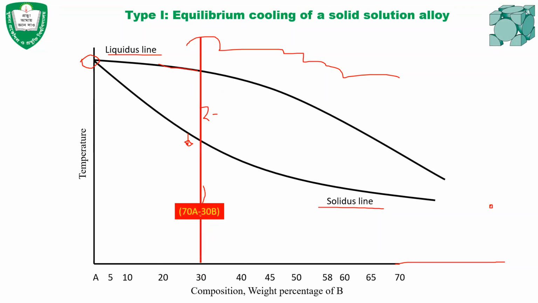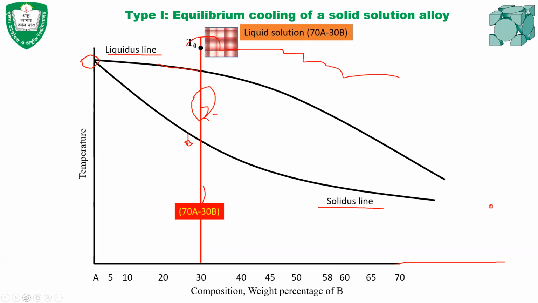If you consider an alloy of 70A, 30B, that means 70% A and 30% B will be present in that alloy, which is shown in here. A vertical line will actually represent a single alloy. And we'll study how this alloy forms from liquid to solid, and how the composition, that means the solid and liquid formation in the two-phase region, occurs. We'll also study that one.